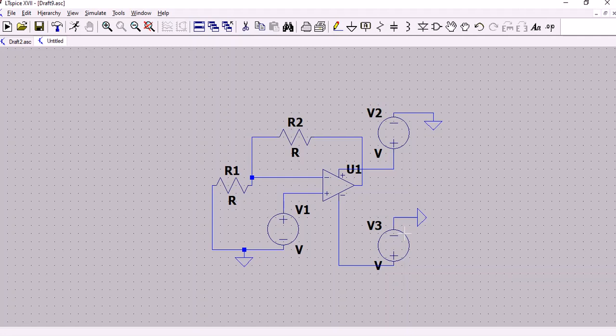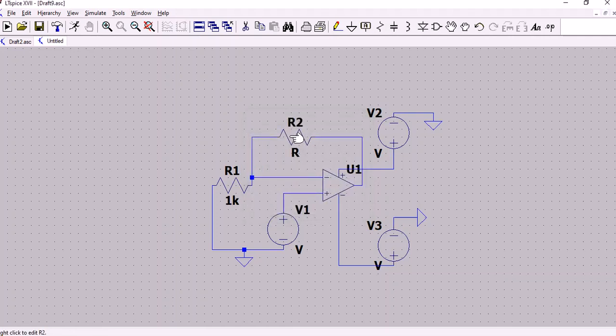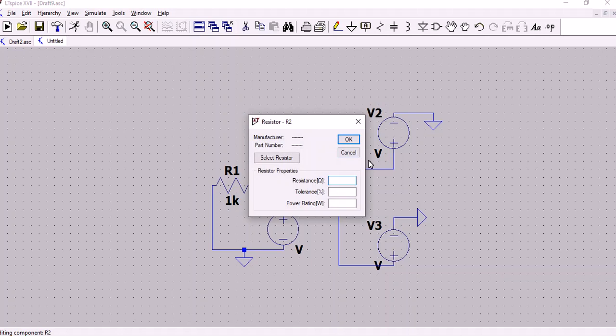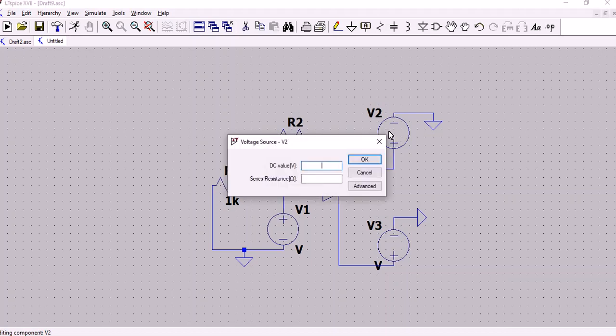Now we have to assign values to our components. The first component is resistance R1. Let the resistance R1 be 1 kilo ohm and the feedback resistance R2 be 9 kilo ohms, so that we have a gain of 10. Now I am giving my operational amplifier a supply of 15 volts. A DC value of 15 volts is assigned.